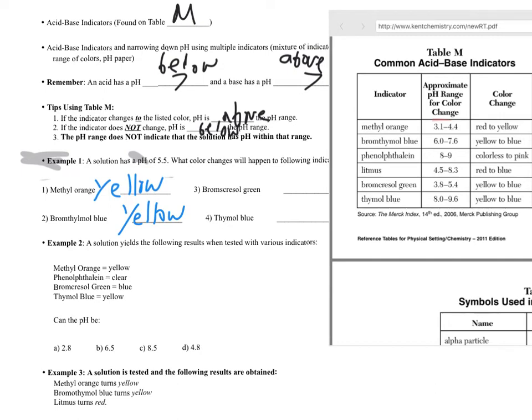Okay, let's take a look at bromcresol green. Bromcresol green is right over here. The pH range is 3.8 to 5.4, and it changes from yellow to blue. Here, 5.5 is just a little higher than that range, which means that bromcresol green should definitely change color from yellow to blue. So because the 5.5 is definitely higher than the pH range, that means we should be a blue color.